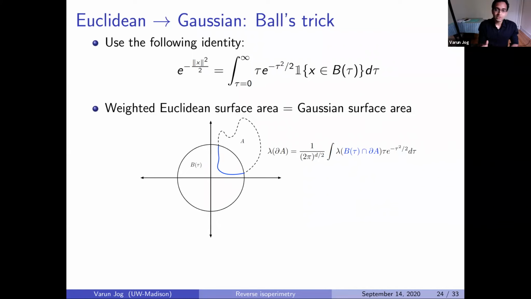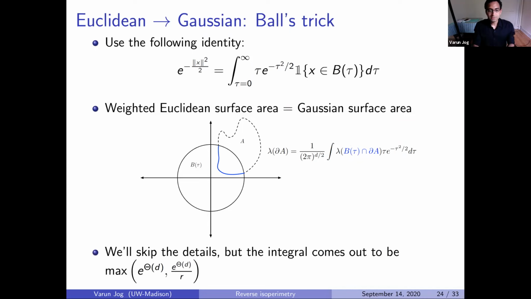Now, since we already have a result for the Euclidean surface area of parallel sets, to go from the Euclidean bound to the Gaussian bound, we essentially just take the bound on the Euclidean surface area, plug it in here and integrate. I'll skip the details, but the integral just happens to be the maximum of some exponential constant and the same constant divided by r.